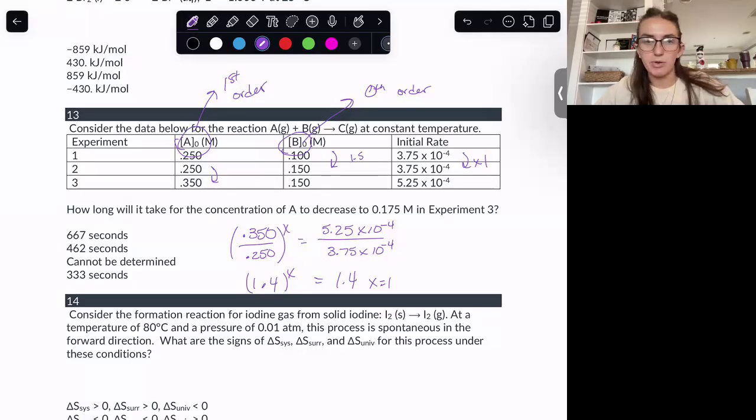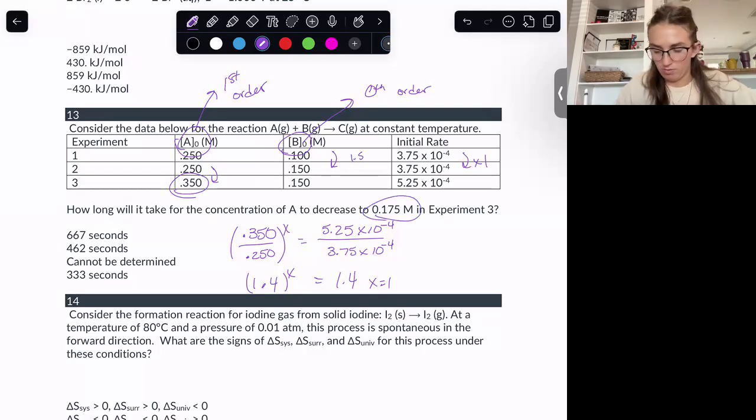Right, that's just a setup because that doesn't even answer your question yet. That just sets you up because we're saying, how long will it take for the concentration of A to decrease to 0.175 molar in experiment 3? So in experiment 3, we start with 0.350 and we're given 0.175 molar. This is just a half-life, right? This is taking 0.350 and dividing by 2.